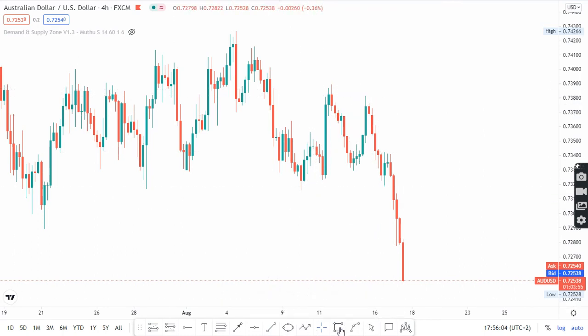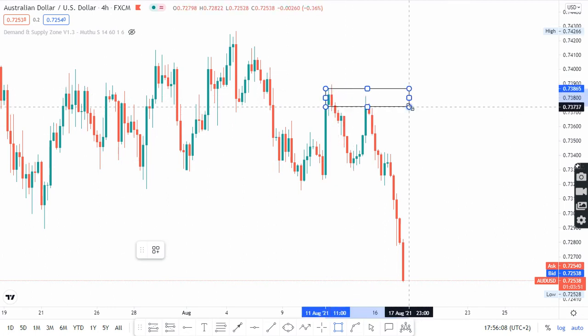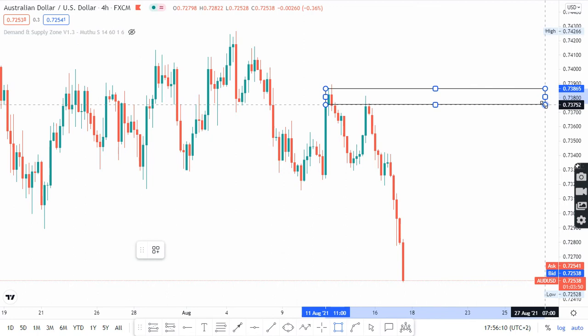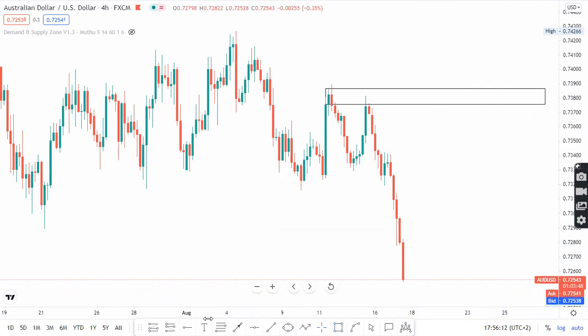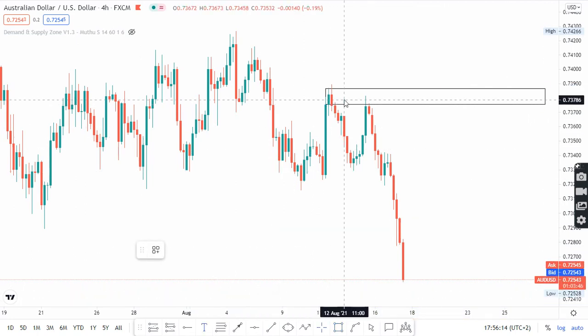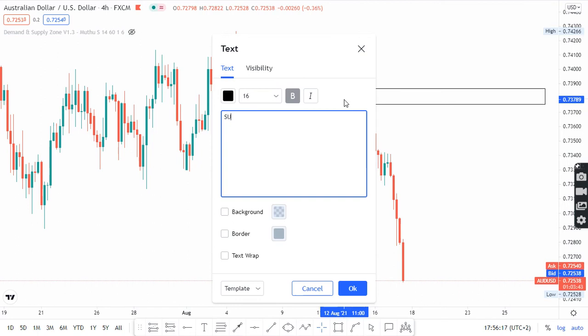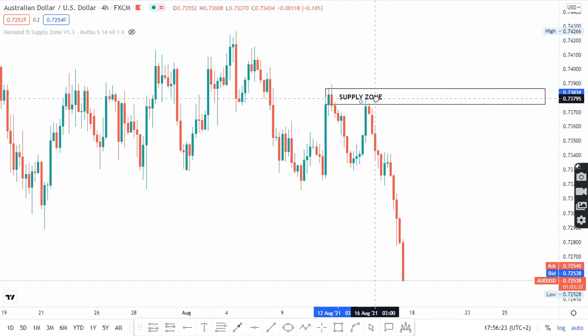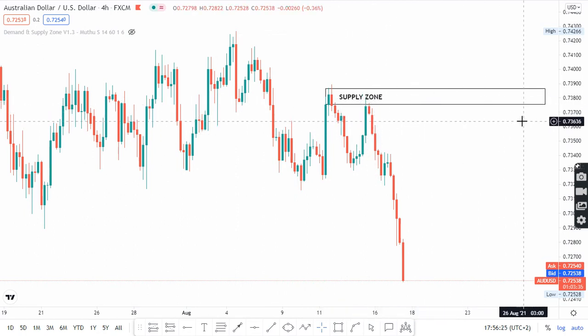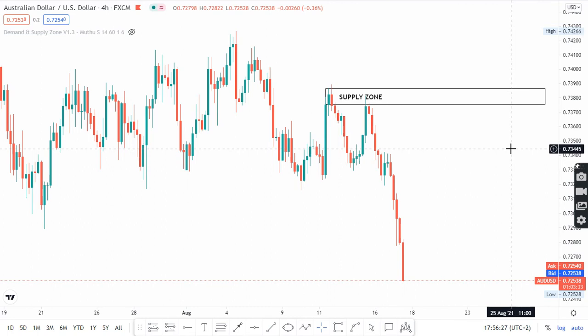Remember, we draw it from the last bullish candle before the bearish move. So you draw like this and extend your level to the right, and that's a supply level there. You can do well to label this, it will help you. Okay, so that's the supply level there. And what do we do? I just extend it to the right side and wait for price to come.